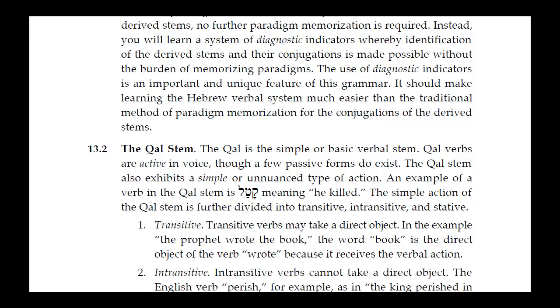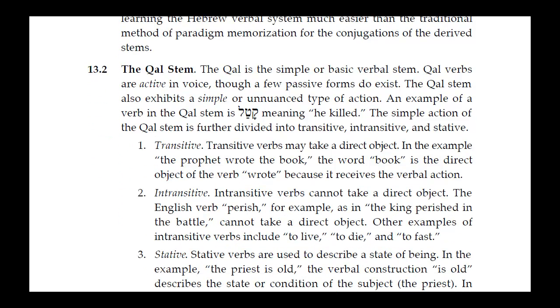So let's go further into the Qal stem. Again, as we mentioned last lesson, the Qal stem is a simple or basic verbal stem. Qal verbs are active in voice, though a few passive forms do exist. The Qal stem also exhibits a simple type of action, an action of a verb in the Qal stem like qatal. We have here qatal, meaning he killed. The simple action of the Qal stem is further divided into transitive, intransitive, and stative.